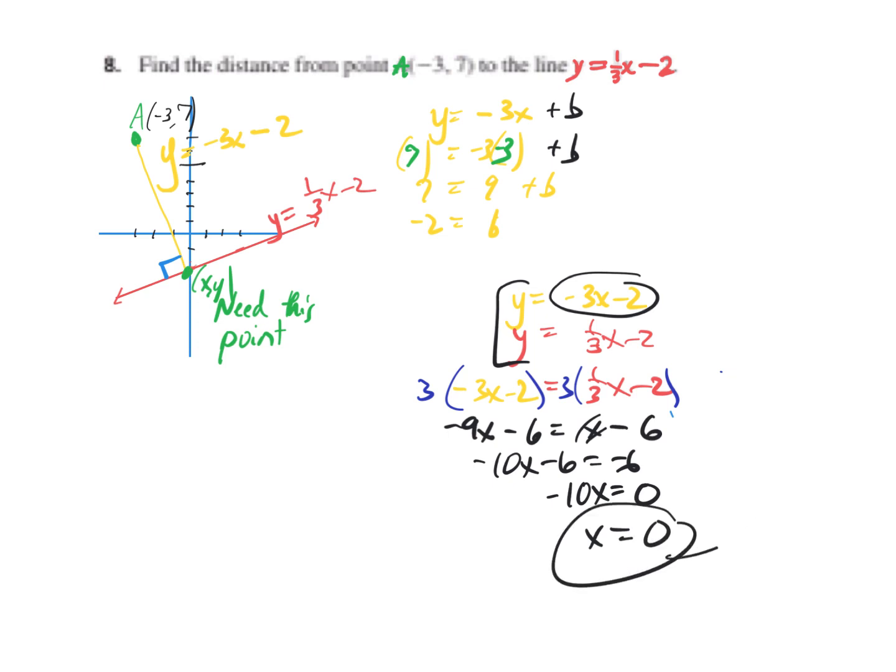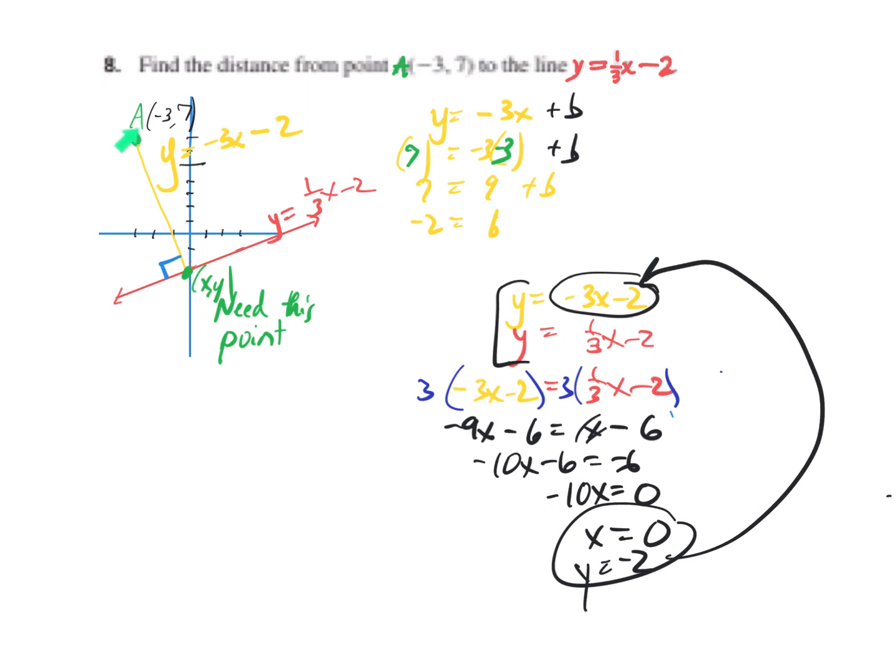Alright, so x is 0, come back up full circle to the circle. If x is 0, then y equals negative 3 times 0, which is 0, 0 minus 2, negative 2. Alright, we've got our xy point, 0, negative 2. It seemed like it was there, but we couldn't know for sure until we did the algebra.